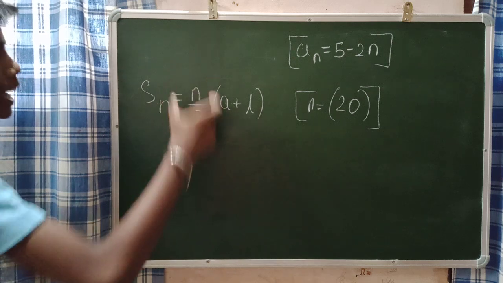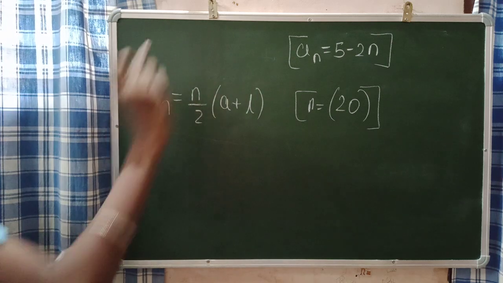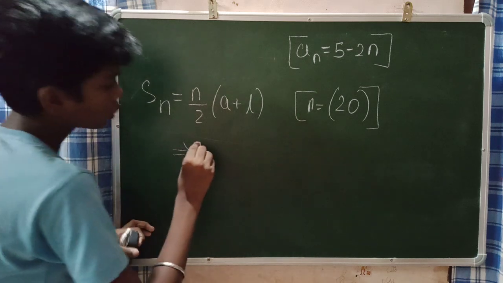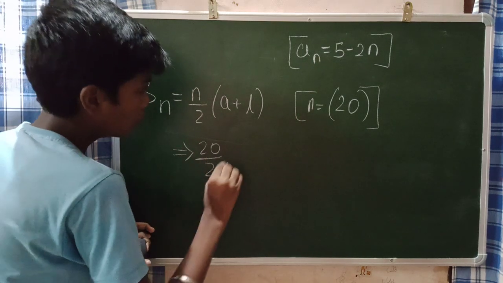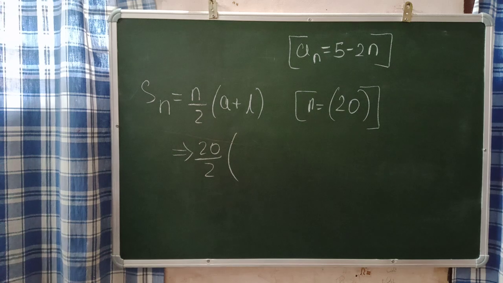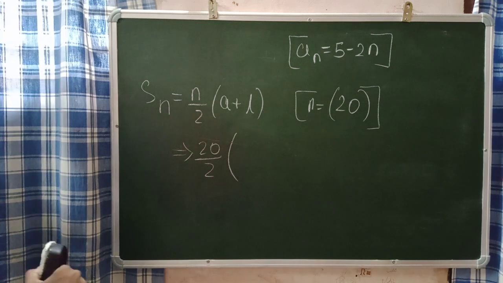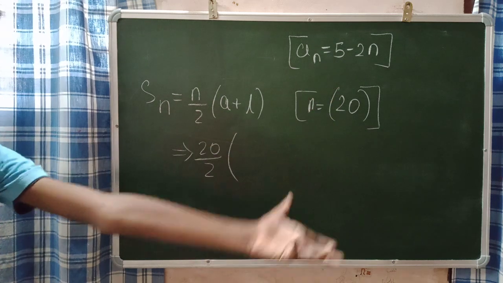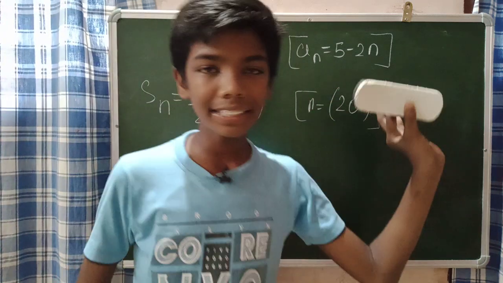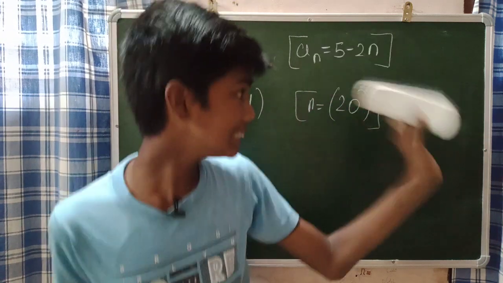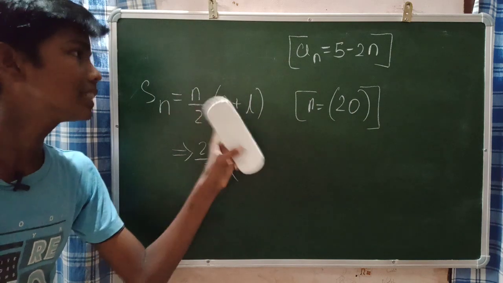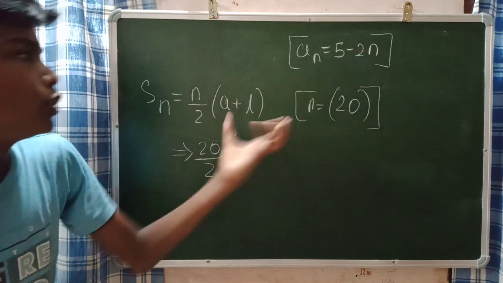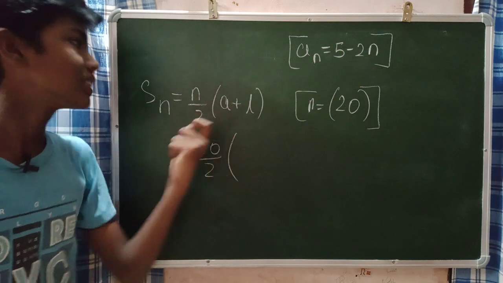So Sn is equal to n by 2 into first term plus last term. So here, we know the value of n. They are asking sum of first 20 terms, right? So 20 by 2 into first term plus last term. Do we know the value of first term plus last term? Of course not. So just use the general term. Why are they giving the general term first? They are giving the general term to find out the value of the first term and last term.